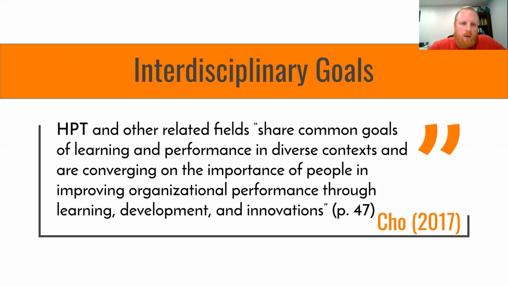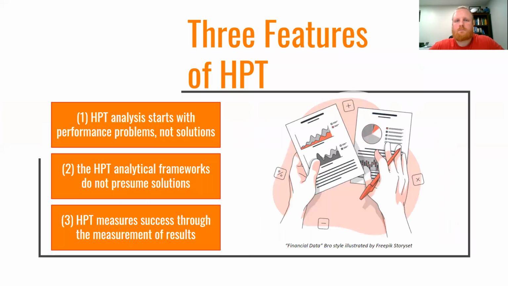So here's what Cho says. Human performance technology and other related fields share common goals of learning and performance in diverse contexts and are converging on the importance of people and improving organizational performance through learning, development, and innovations. There's many fields that are working on trying to help improve. So why aren't these fields all working together collaboratively? Why is it that education still continues to be a singular field? Why is it that human performance technology is not collaborating with other fields and researchers and practitioners to get these types of things done?